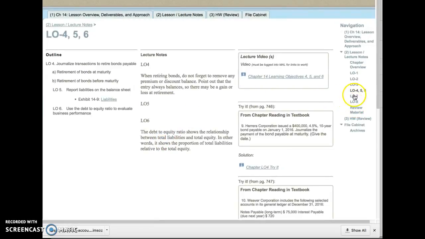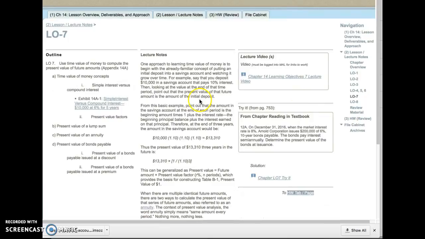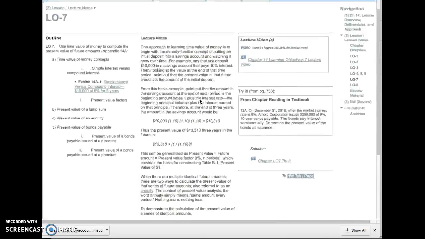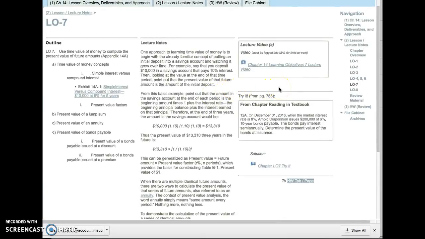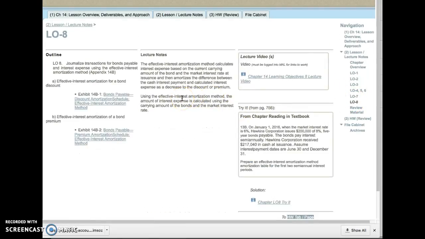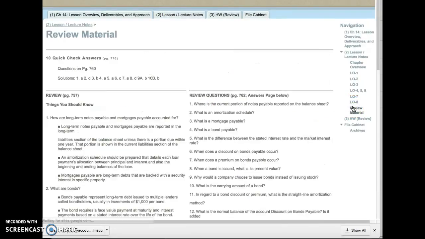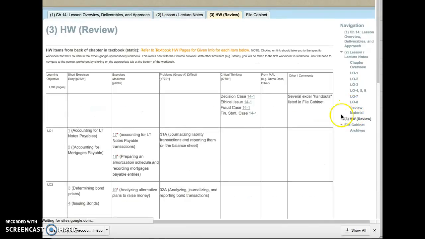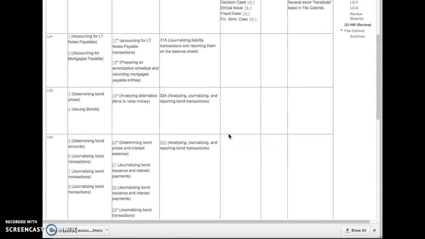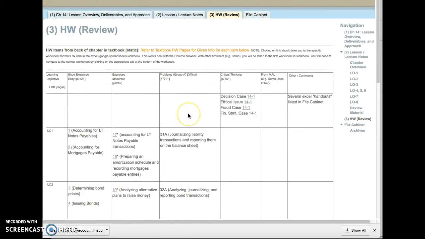The other thing, again, LO7 is here. A little more info about present value and about time value of money. I'll show you different handouts that further explain this topic, and here's the one about the effective interest method. The review is here, and then the homework review page, as always, lists all of the assigned and unassigned homework keys, and these are going to be important especially in this chapter. It's a complicated chapter, so do take your time to review these handouts or these answer keys.